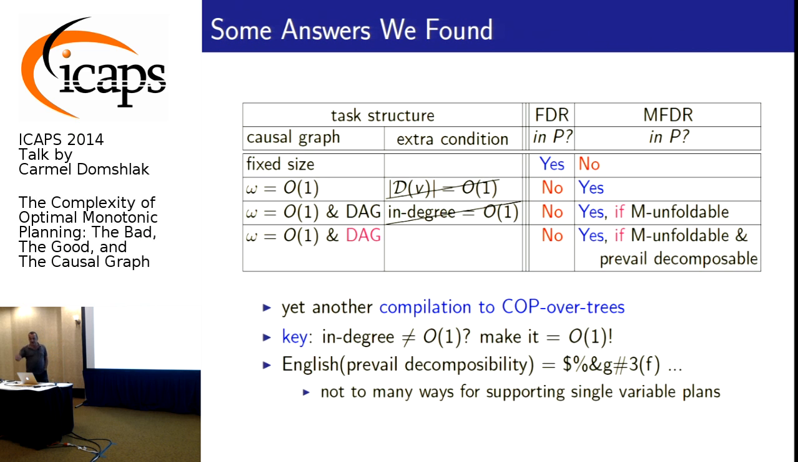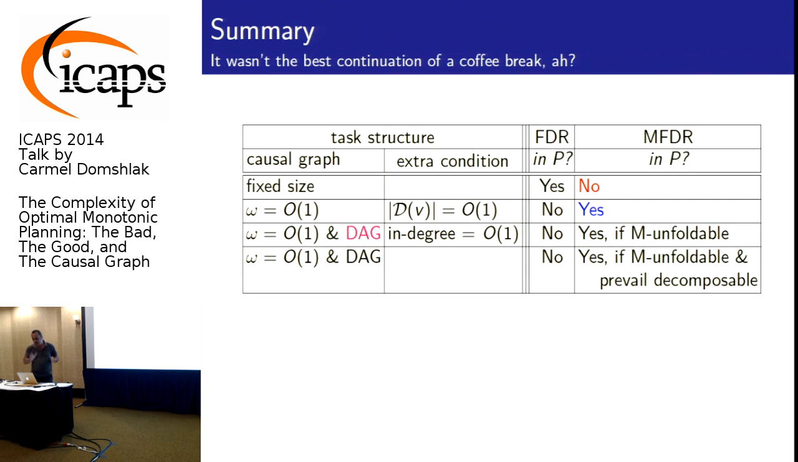The second property, decomposability, is a bit harder to explain, as I have to finish, but basically it boils down to: there are not too many ways of supporting single-variable plans, give or take. And that's it. I think that I'm done. And the colored parts here, I think, are the more important results in that respect. I think the role of DAG that shows up here and these yes's and no's there are the most important things to remember. Thank you.